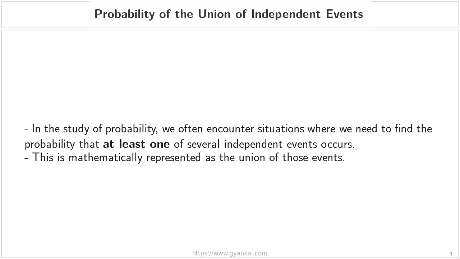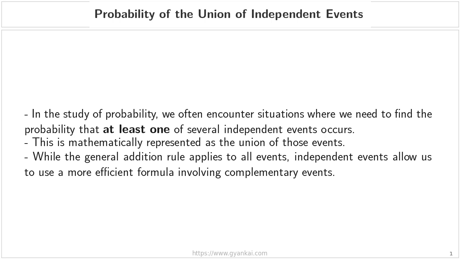In mathematical terms, when we talk about at least one of these events happening, we are looking for what is known as the union of those events. Now, it is important to remember that there is a general addition rule that works for any type of event. However, when we are specifically dealing with independent events, meaning the outcome of one doesn't affect the other, we can actually use a much more efficient and elegant formula involving what we call complementary events. Over the next few slides, I will show you how we move from the general rule to this much simpler method, and how you can apply it to solve complex problems easily.